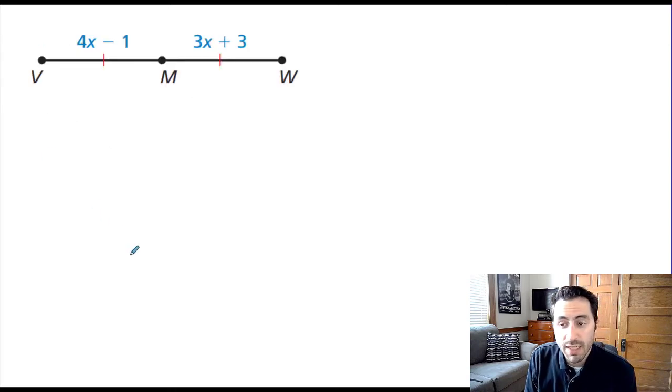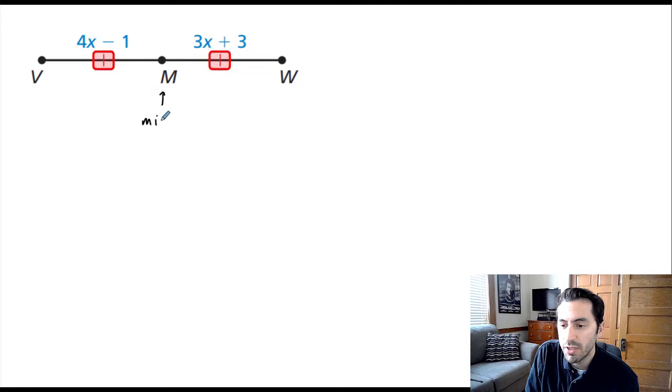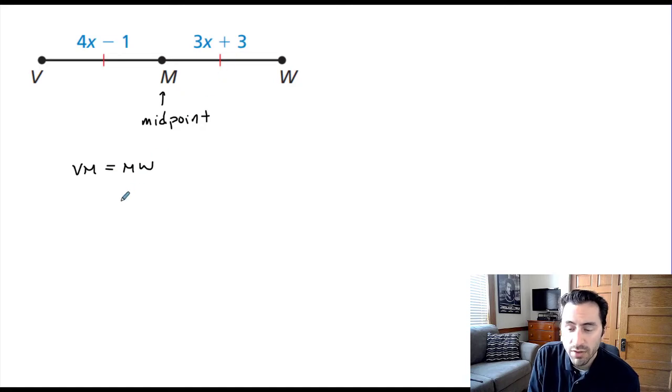Taking a look at the diagram, we have M is the midpoint. I know this is the midpoint just based on those two little tick marks on the segments. So this is indicating that VM and MW are equal to each other. VM is equal to MW. So that's what those mean. That establishes an equation pretty quickly for us.